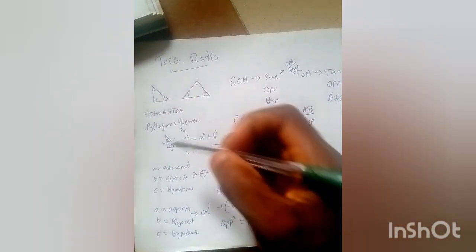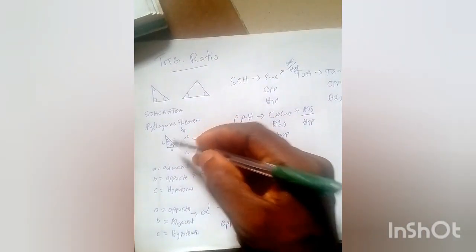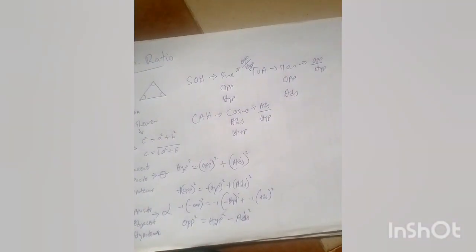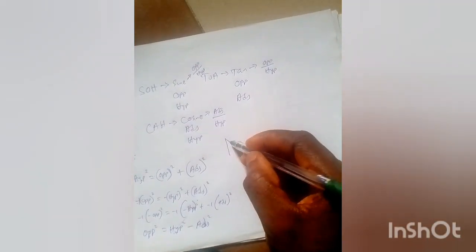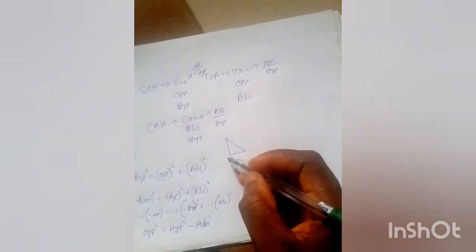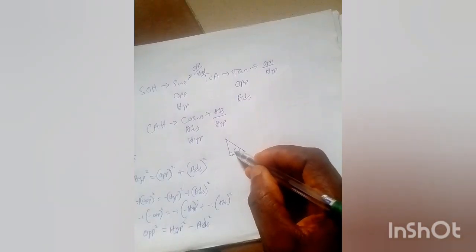Now, for me to explain everything which I've said, let me now take you back to this triangle. Now, you see this triangle now. I'm going to redraw this, and I'm going to be using only angle theta. Take note, I said only angle theta. So that is what I'm going to be using. So this is the triangle. Remember, a right angle triangle, and this is angle theta.